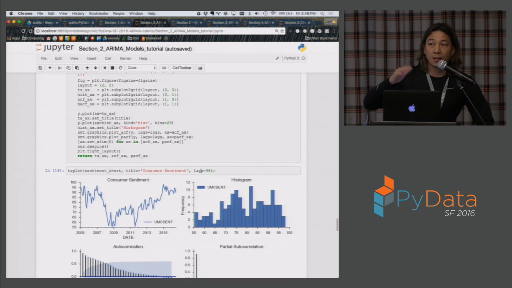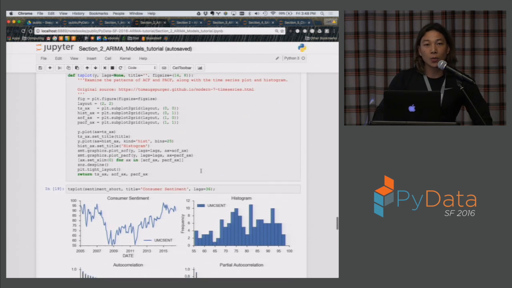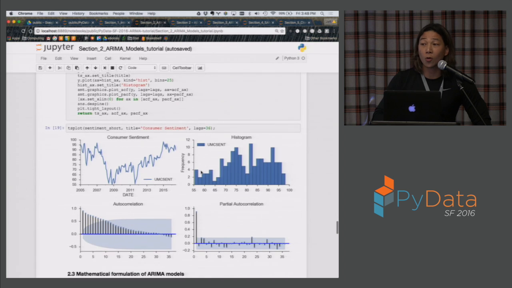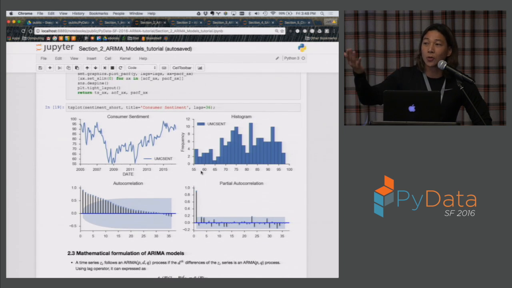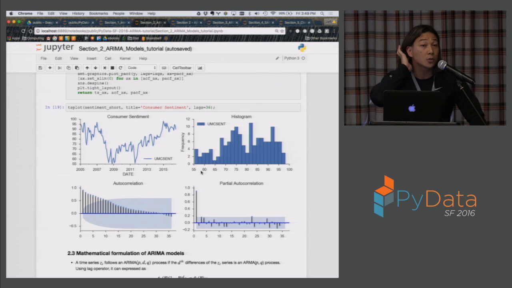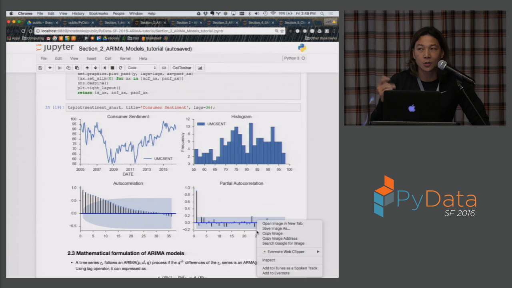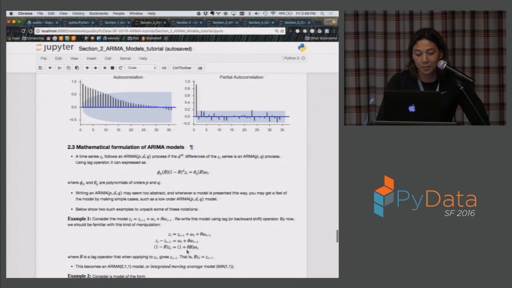So in different notebooks, we include some of the code to plot all four graphs simultaneously, so that the exploration is much easier. In fact, in some of the textbooks, these are the graphs that they normally show you. You plot the time series itself, the distribution of the series, the autocorrelation function, and the partial autocorrelation function, all on one screen for you to explore. Okay.